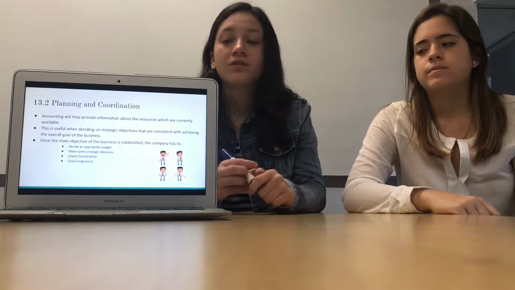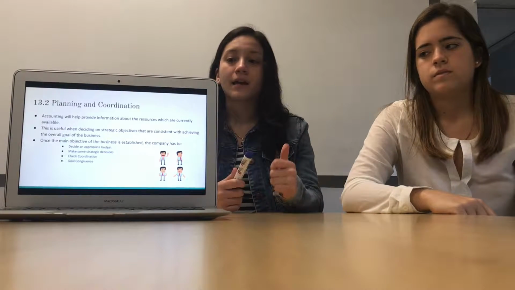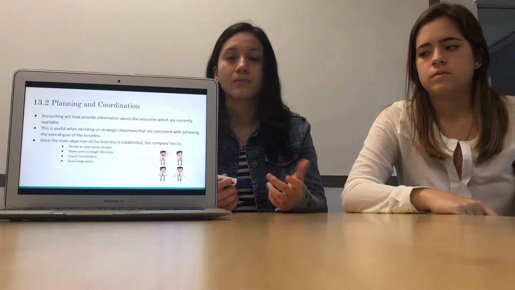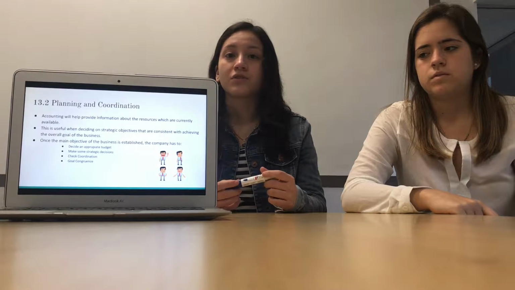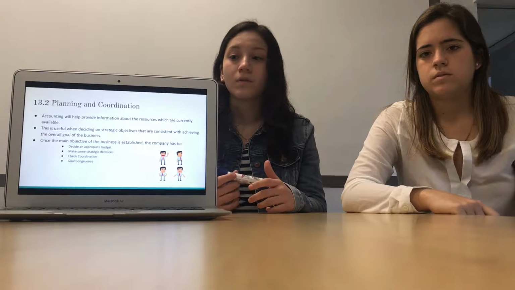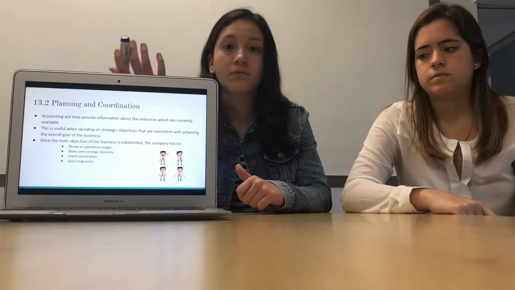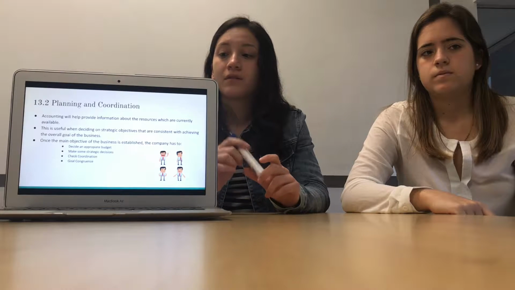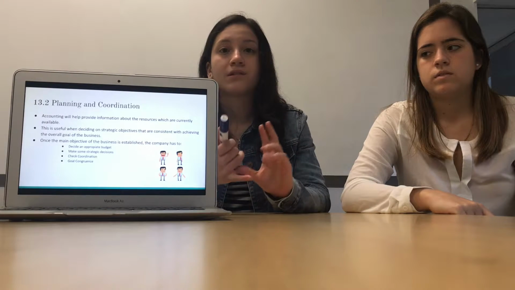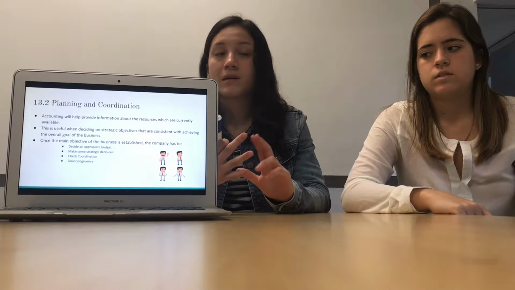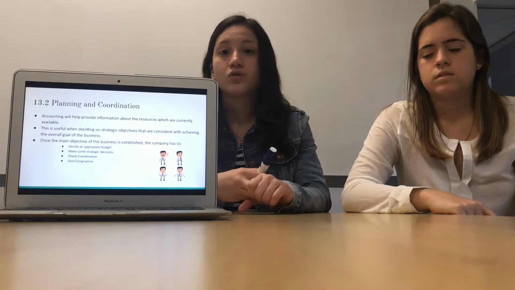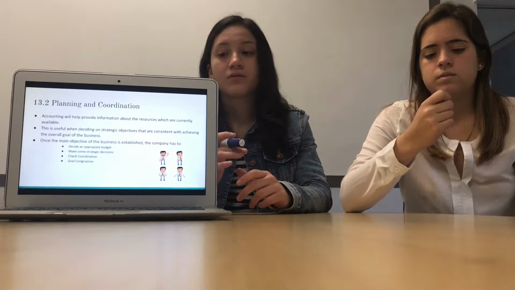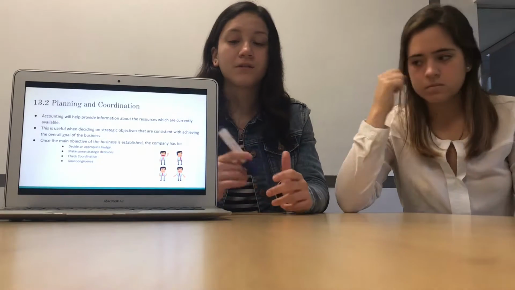Then it talks about planning and coordination, and it says that accounting will help provide information about the resources which are currently available to the firm. And this is really useful when deciding on strategic objectives that are consistent with achieving the overall goal of the firm, that is usually a bit of a long-term goal. And once the main objective of the business is established, the company has to decide the budget that it requires to make some strategic decisions, and then to check the coordination between the departments of the firm, and finally to verify that there is goal congruence between the objectives.